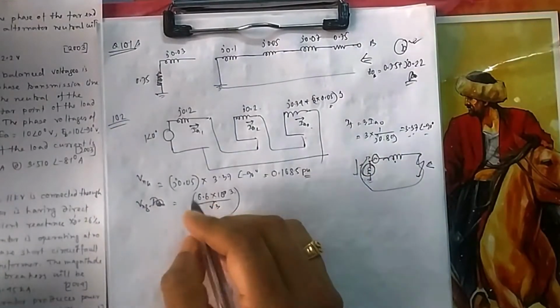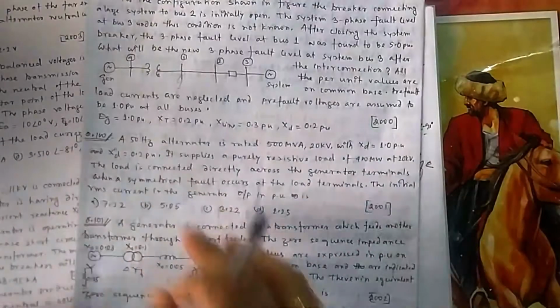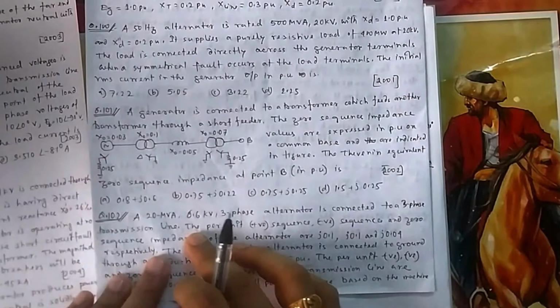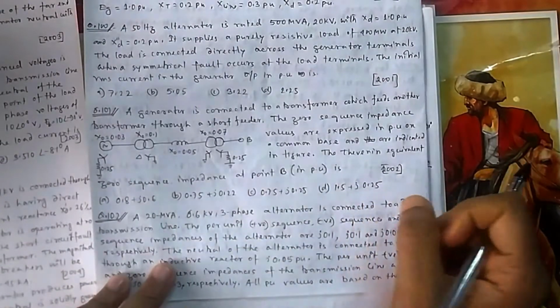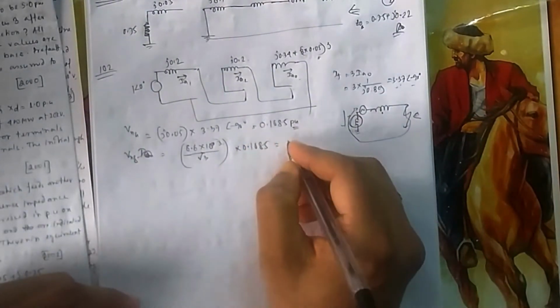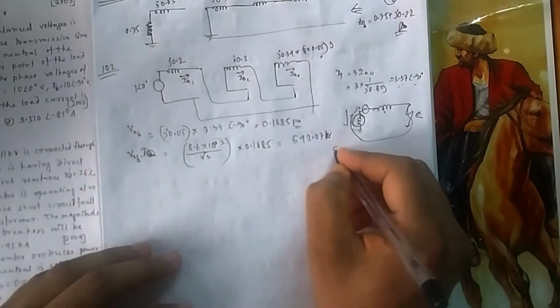So this one you have to be careful. 6.6, okay, this is your machine base, so the base voltage was 6.6, but what we considered as base voltage is the line voltage, but here it is phase voltage, so you have to be careful about that. Multiplied by 0.1685, which will give you 642.07 volt. Yes, that is your option D.